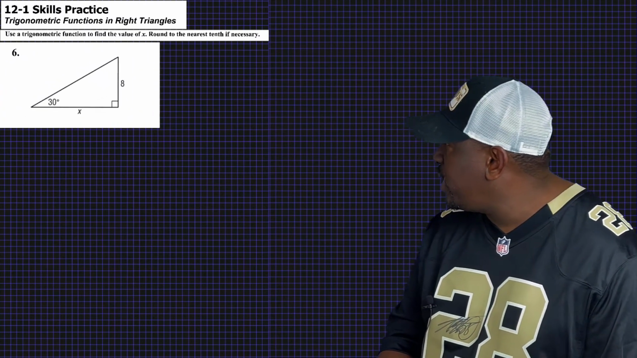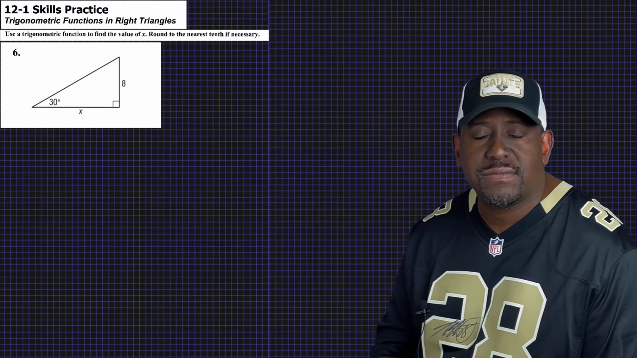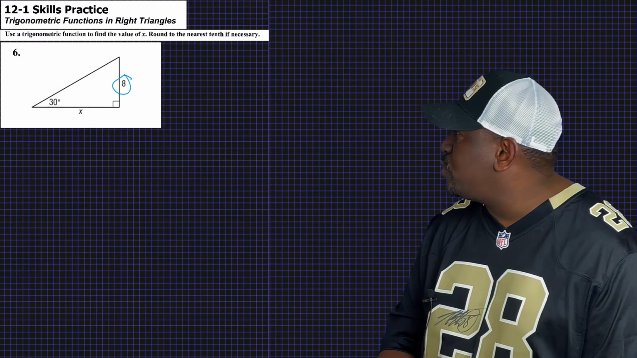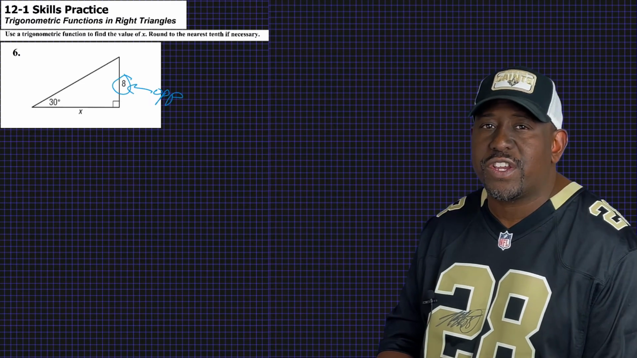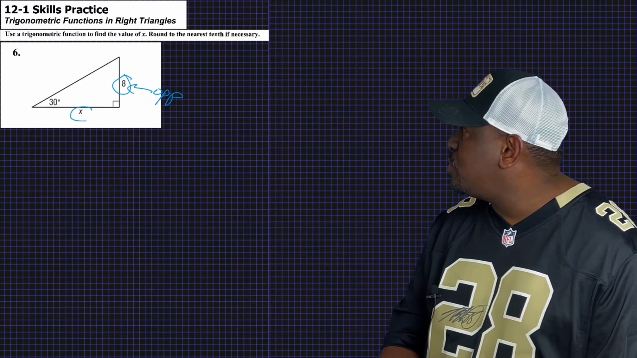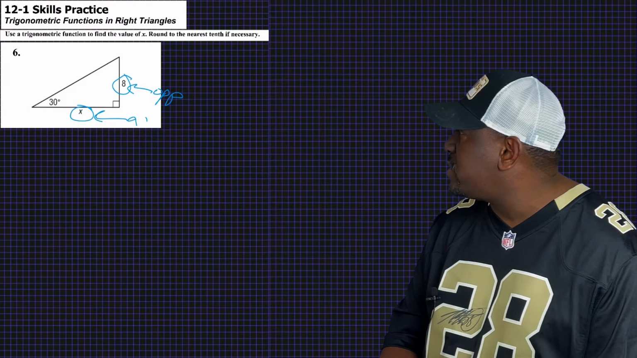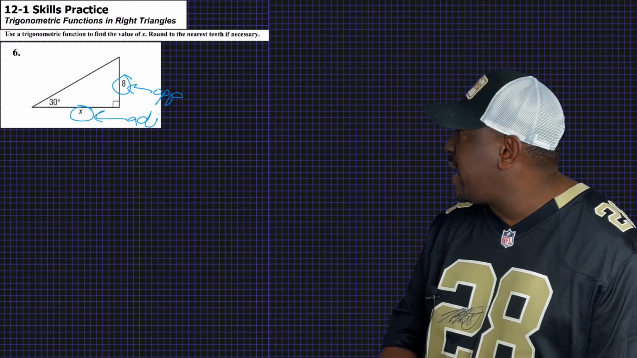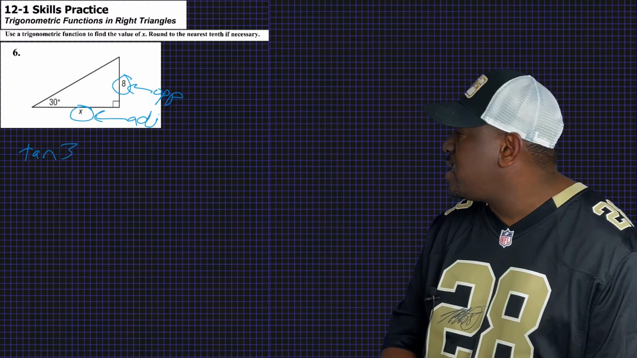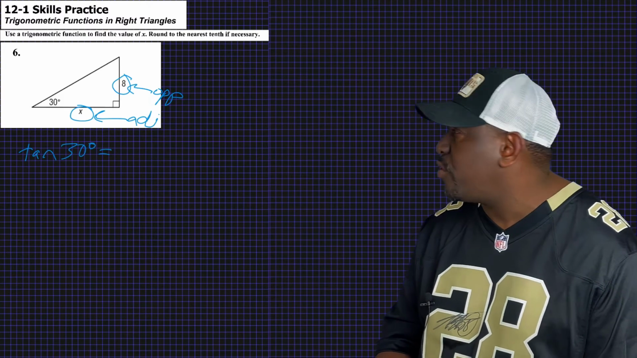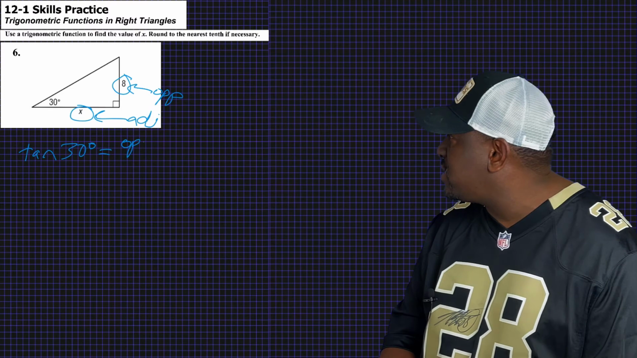So they give us a right triangle, and we have to solve for x. The first thing we have to do in our problem, theta is 30 degrees. So we have to figure out what type of sides we have in relation to 30 degrees. The 8 is opposite 30 degrees, so we label that the opposite side. The x is next to 30 degrees, so we label that the adjacent side.